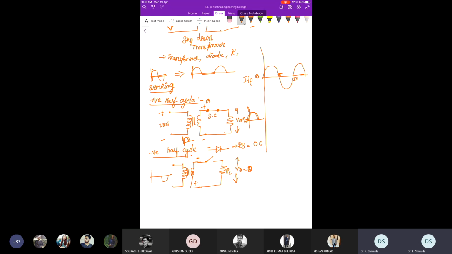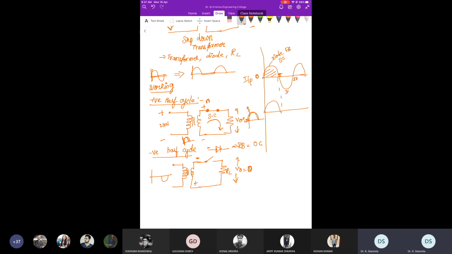So what is the output I will get? During the positive half cycle, the diode will act as forward biasing. If the diode acts as forward bias, it is a closed circuit. So during this interval, if it is a closed circuit, there will be a current flow in the circuit. That means output is equal to input. So here you will get the waveform.